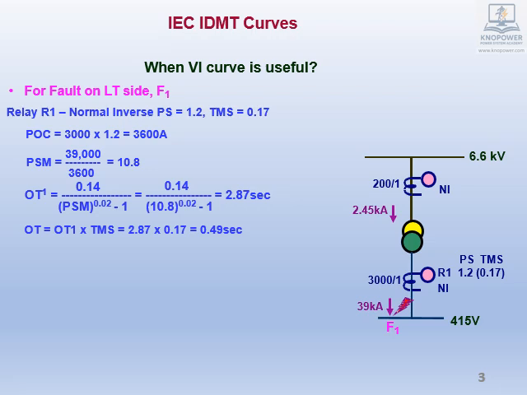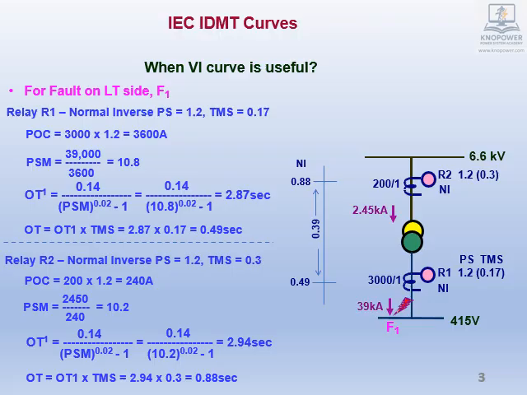LT fault level equals 39 kA. Therefore, PSM equals 39 kA by 3600 equals 10.8. For NI, OT1 equals 0.14 by 10.8 to the power 0.02 minus 1, that is PSM to the power 0.02 minus 1, equals 2.87 seconds. Operating time for TMS of 0.17 equals 2.87 into 0.17 equals 0.49 second. This is a straightforward calculation. We have done this many times earlier.